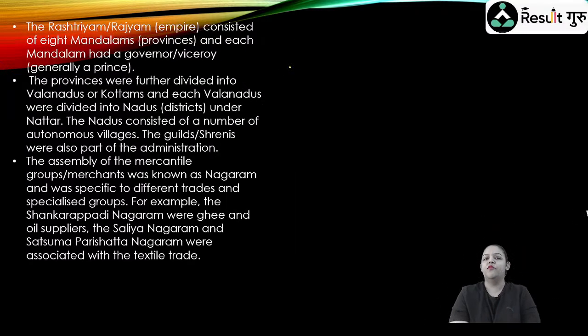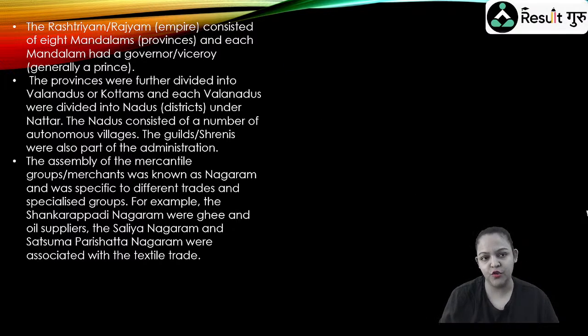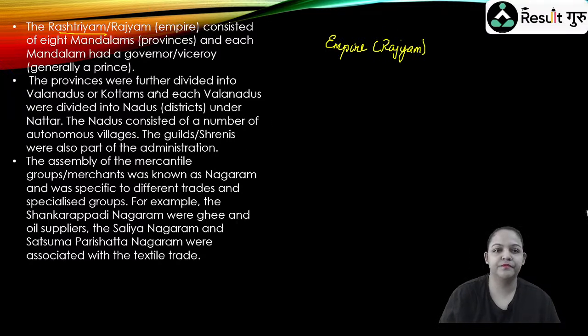Chaliye, let's move ahead. Now, the whole empire was known as Rashtriyam or Rajyam. So I'm going to write it down for you. Empire, Rajyam. Consisted of 8 mandalams, provinces, and each mandalam had a governor or a viceroy.